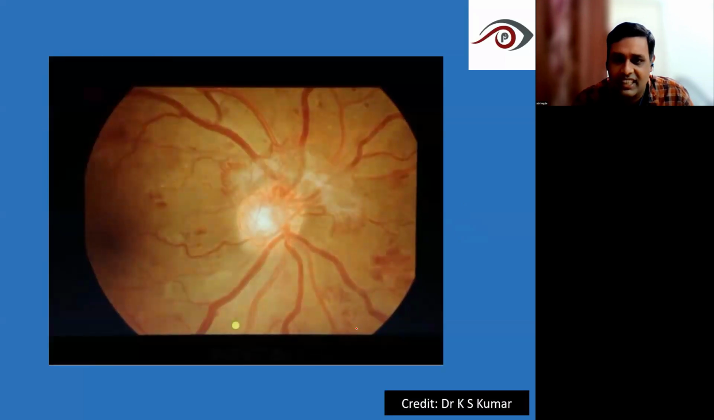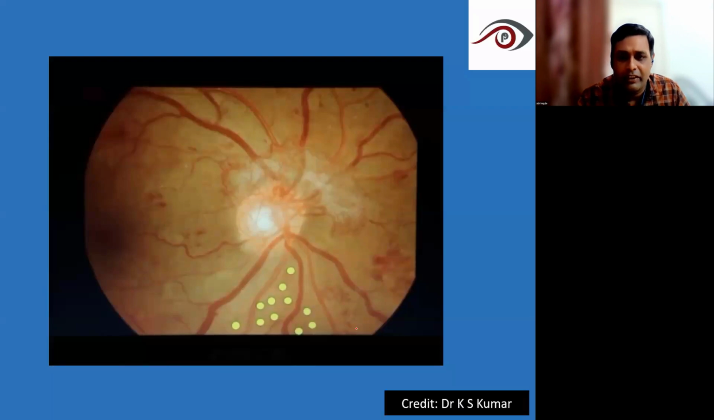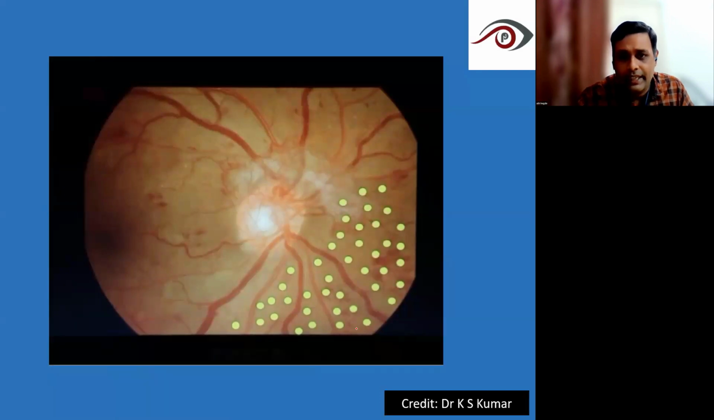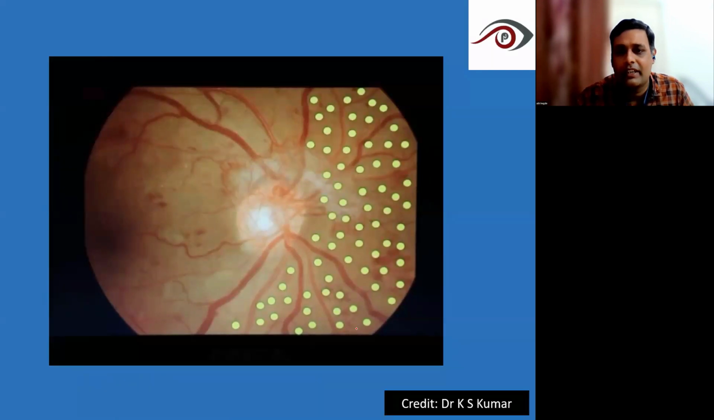So how do we apply the laser? Normally, whenever we start doing the laser, we start from the inferior part, so that if there is vitreous hemorrhage, it will slightly drop down after 1 week or so. So if we have visibility, we start from the inferior part, then go towards the nasal side, and we cover the whole area.